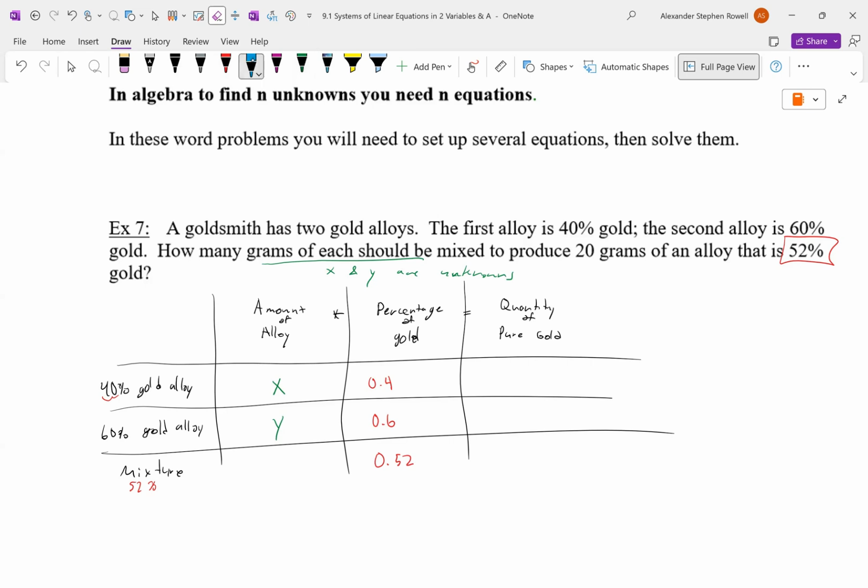Okay, so the only thing I'm not using here is this 20. How does this 20 come into the picture? They're mixed of what? Yeah, it's the amount of the mixture, right? So in the mixture, we have a total of 20 grams of the 52% alloy that's been mixed together. Once you fill these all out, you can multiply across to get 0.4x, 0.6y. I'm going to leave this for now, 0.52 times 20.